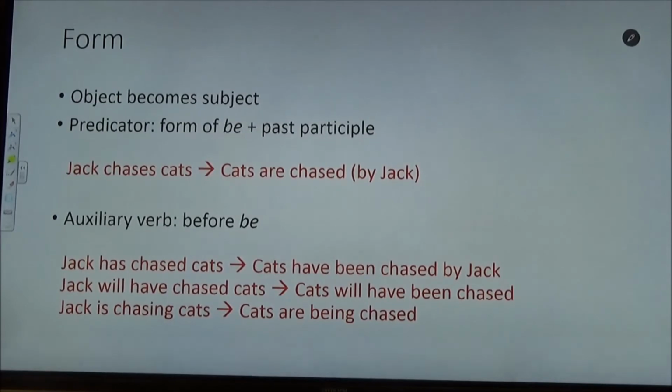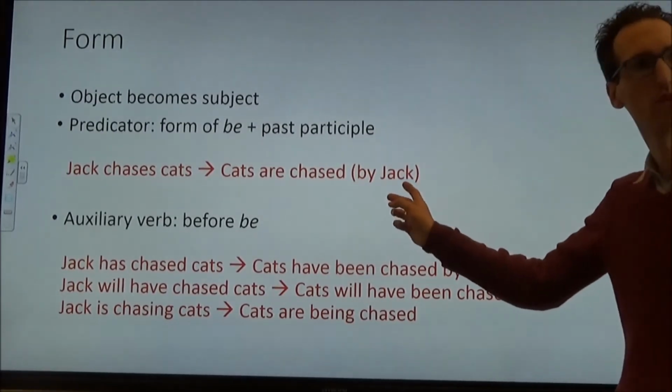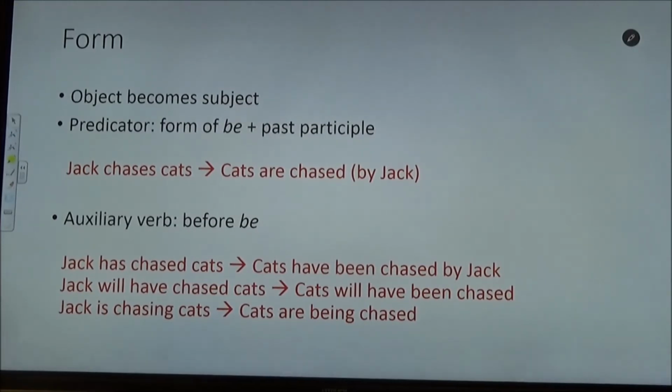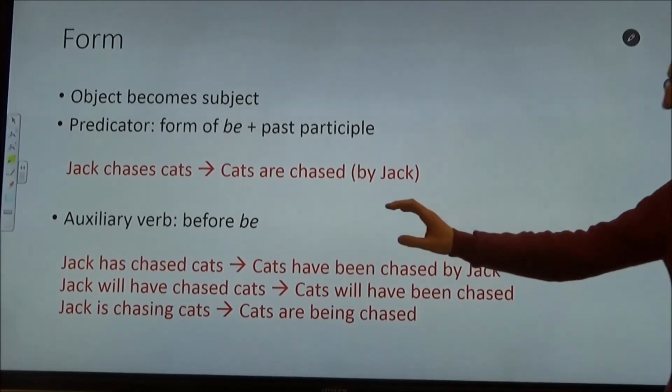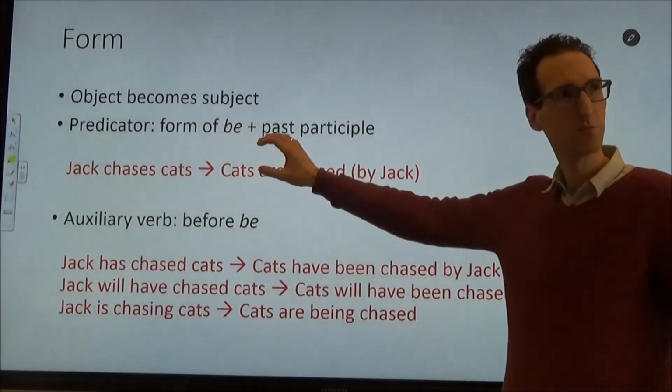That's a basic idea, and you can add "by Jack", but you don't need to do that. Obviously, because you might not want to mention the subject, because that's why you use the passive. Should you add the form of be and have? Okay, so this is the basic idea: form of be plus past participle.